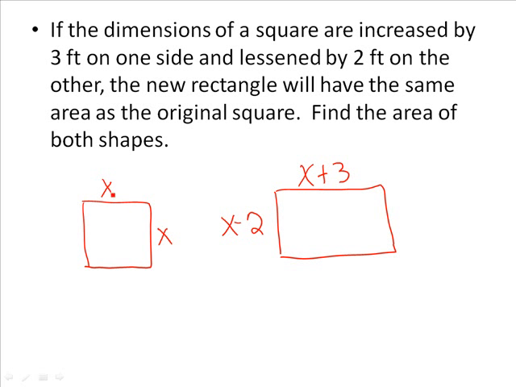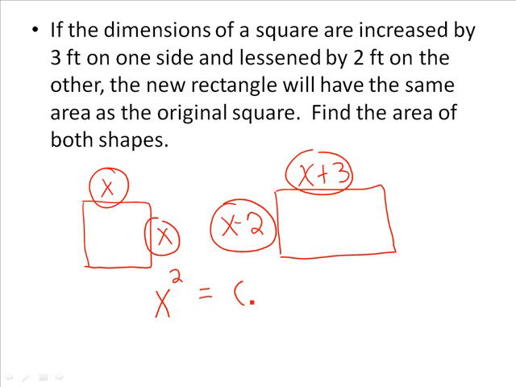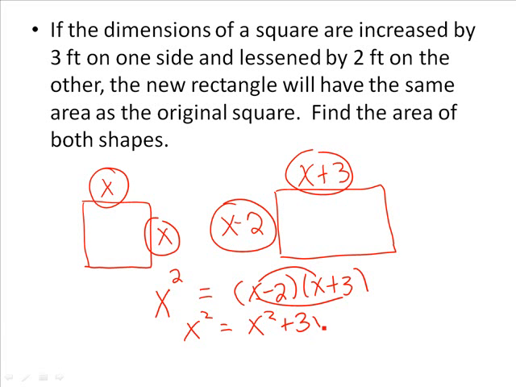Well, area of the square here is just going to come from x times x, so that's x squared. And area of this rectangle is going to come from x minus 2 multiplied by x plus 3. So we're going to multiply that. Now that requires a little bit more work. We've got to get this binomial multiplied by the other binomial. So we can do that with FOIL method, or just using our distribution. Plus 3x minus 2x, and then minus 6, be careful there.